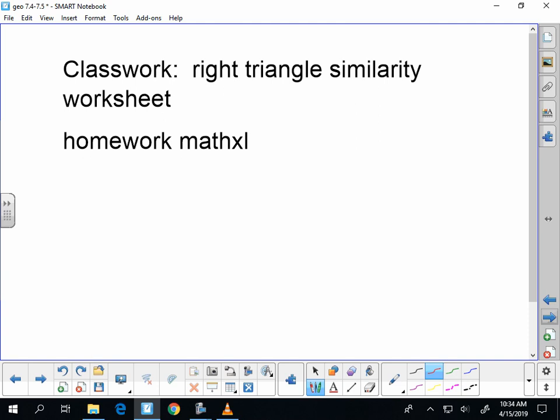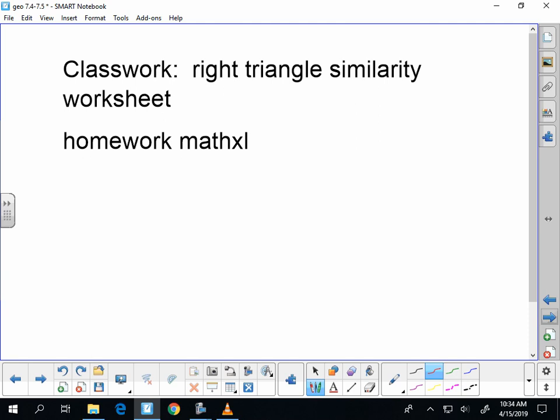Here's what we're doing today. We are doing the right triangle similarity worksheet, which is in that packet you already have if you have the packet. If not, I have it in my drawer back there. It says right triangle similarity, I believe. It's front and back in your packet.